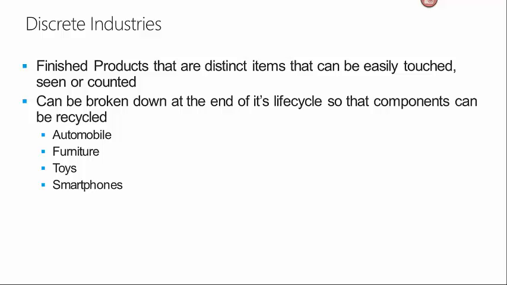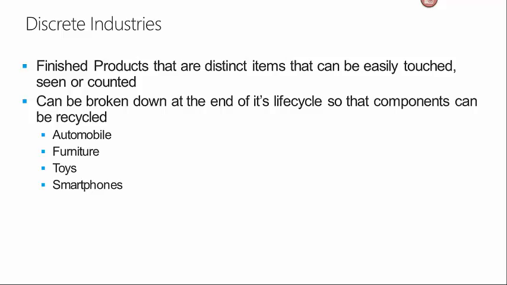Another way of looking at it is it's something that can be recycled at the end of its life cycle, so its components can be broken down into all their individual pieces. Some of the types of products we would see in a discrete world: the automobile industry is a good one. When you make a car, that's a single finished item. You can count it, you can see it, you know all the components that go into it. If you ever disassembled a car, you would be able to say, okay, these are the wheels, this is the doors. All the components are easily recycled, and you would know what they were.